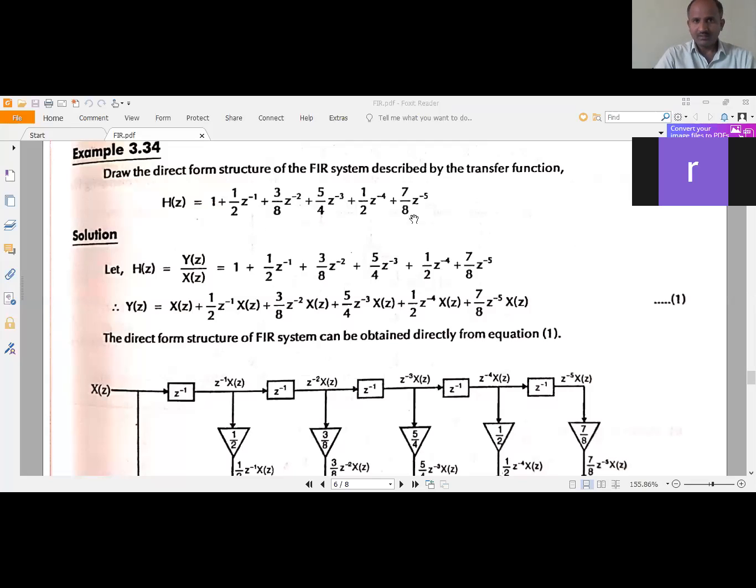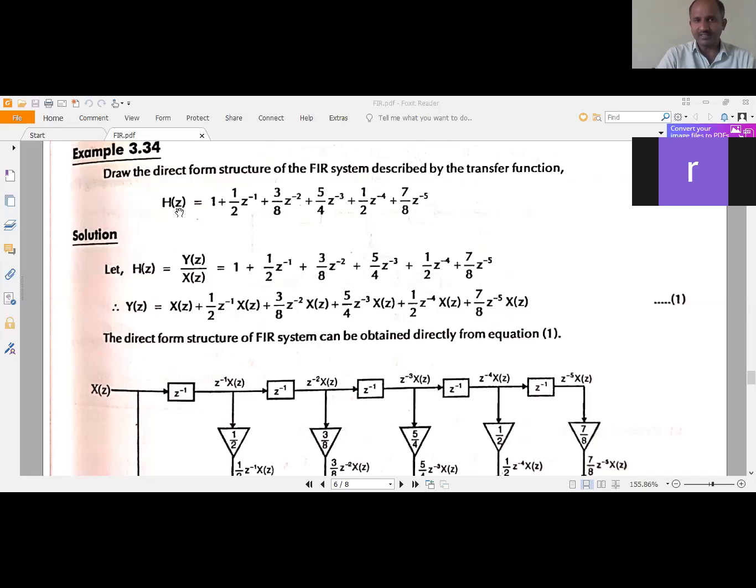So for example 3.34, draw the direct form structure. This is the problem which is given. For this transfer function, you have to realize the FIR system using direct form. Draw the direct form structure of the FIR system described by the transfer function. For this particular transfer function, you have to realize the FIR system using direct form 1.